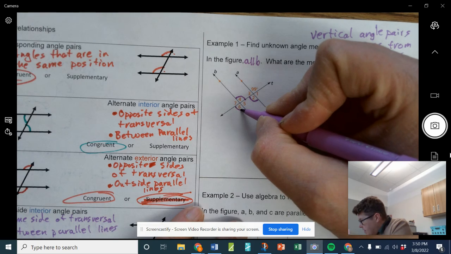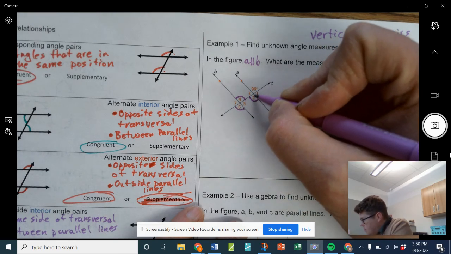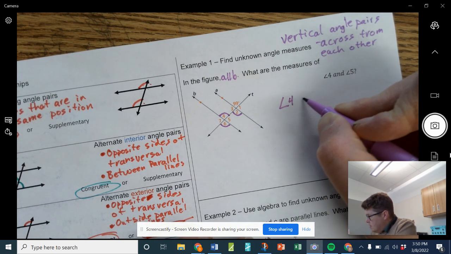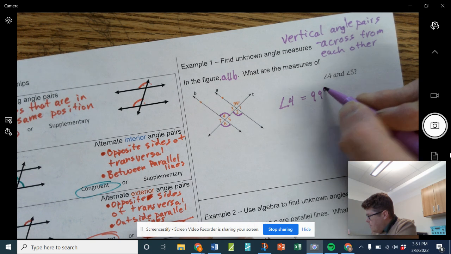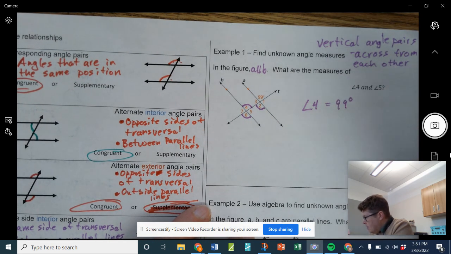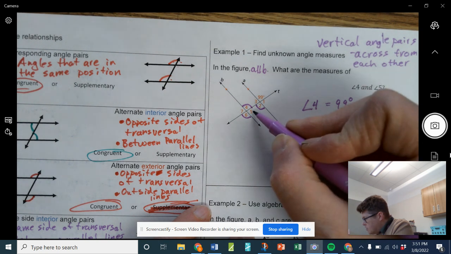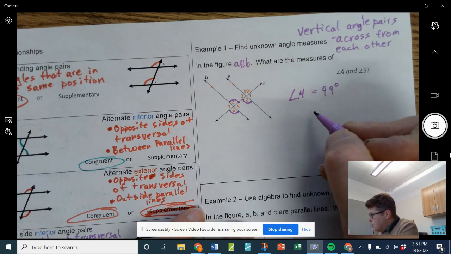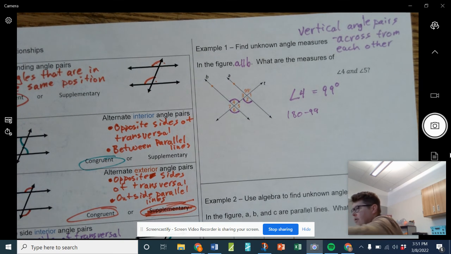So we've got this one right here. So these are equal to 99. So angle 4 is equal to 99 degrees. And then we're looking for angle 5, which is right next to it. So it's supplementary, right? So what happens here is you take 180 and you subtract 99 to get the other angle right here.